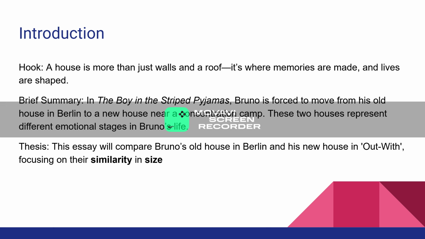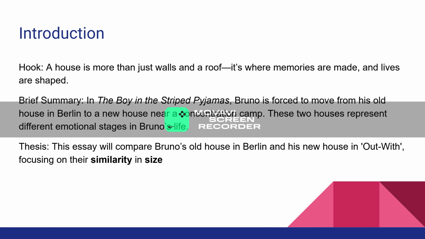Finally, the last and most important part of our introduction, which is a thesis statement. This is a place where you will state the point that you will be dealing with in your body paragraph. So a good thesis statement will have the idea of the question, which is the house, and it will also mention what you are doing. In this case, you are only comparing, so you'll have to mention that you are comparing somewhere. And finally, you have to present the point that you will be focusing on in your body paragraphs. See this thesis statement, for example: this essay will compare Bruno's old house in Berlin and his new house in Out-With, focusing on their similarity in size.